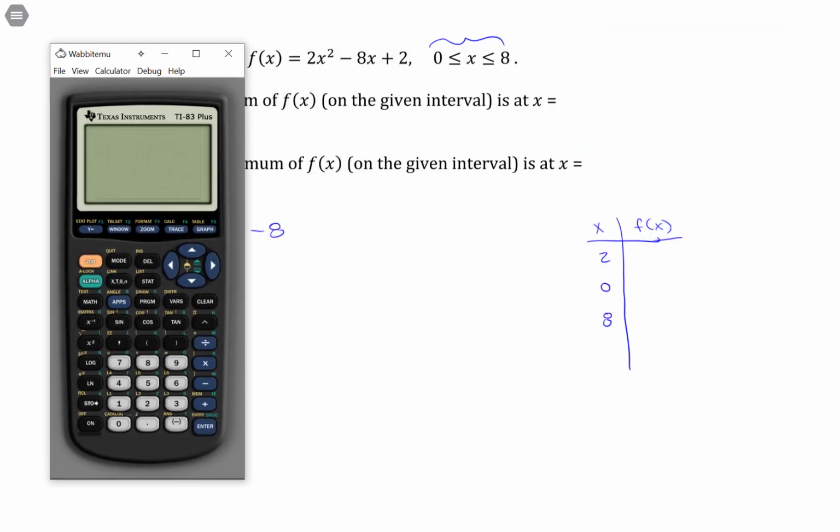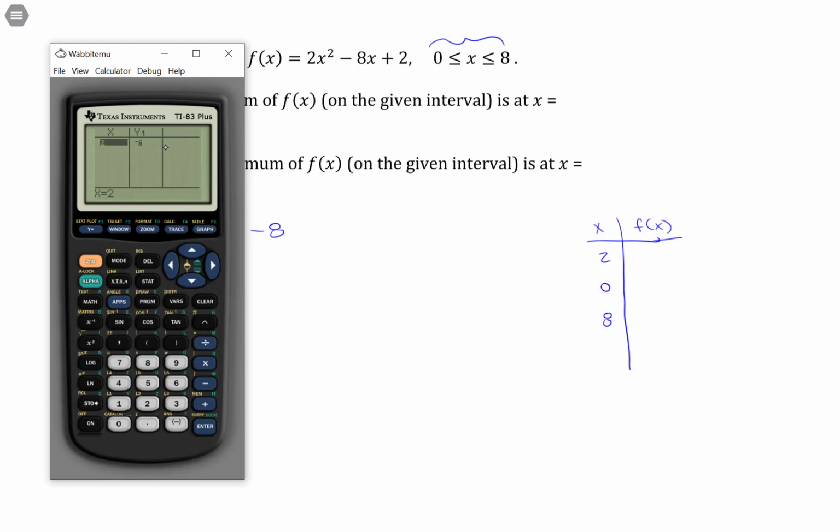Now, the test is pretty straightforward. It's just a matter of plugging values into the function. And the easiest way of doing that is to use a list and plug those values into that list. So I'm setting up a table.